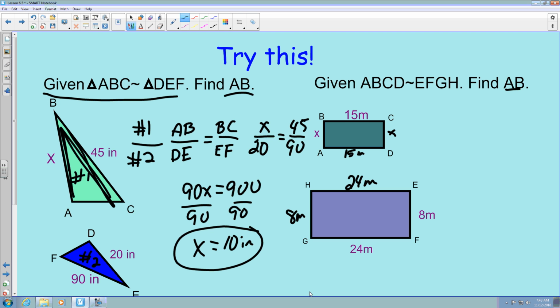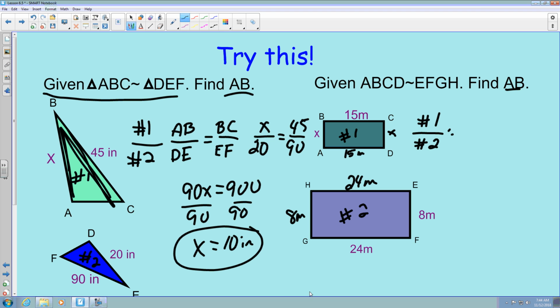So I come here and I'm going to call this object 1. I'm going to call this object 2. So again, any side lengths coming from object 1 are going to be in the numerator. Anything with side lengths coming from object 2 will be in the denominator. All right, you can have them flipped. That doesn't change it, but as long as you're consistent with how you're placing it, that's the main goal.